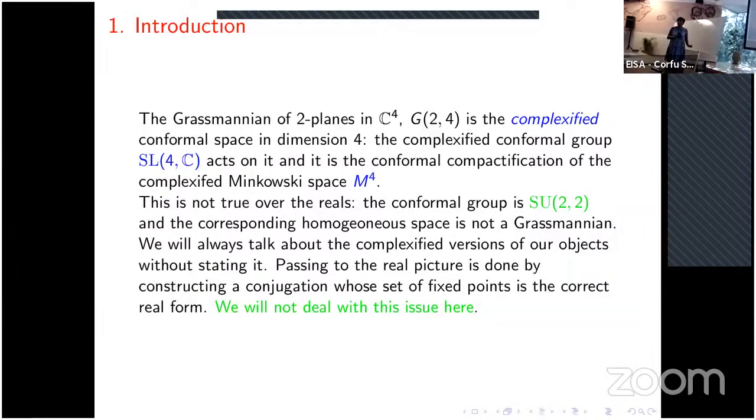I will not care about the real form. Once you have it in the complex, it is enough to find a conjugation. Well, it may be hard, but it is enough to find this conjugation and take the fixed points by that conjugation, and that will be the real form. But I will not deal with this here.